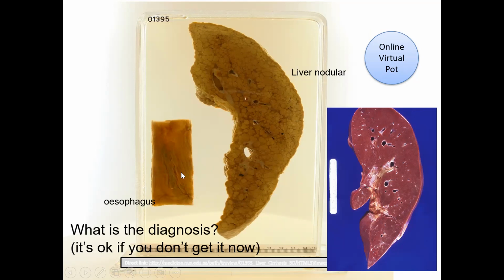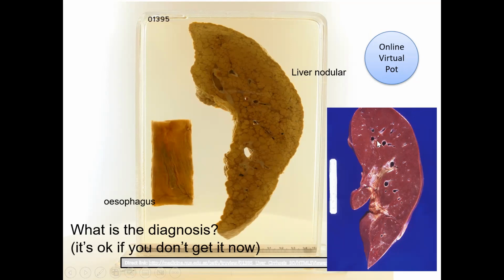And what we're looking at right now is the inside surface of the esophagus. That is the surface that food rubs against as it's going from your mouth to the stomach. Of course, the esophagus is much longer than this. We are just showing you a small section of the esophagus in this pot.